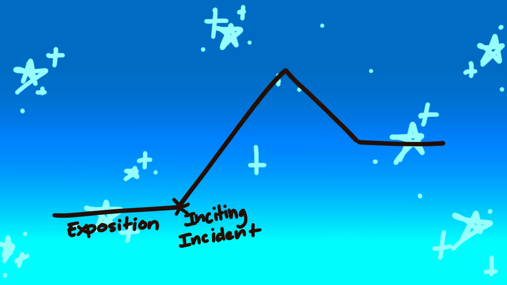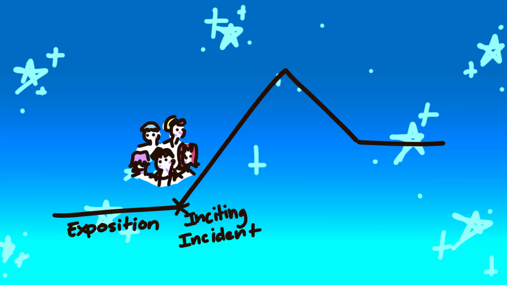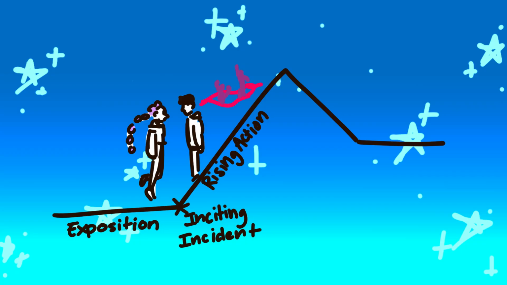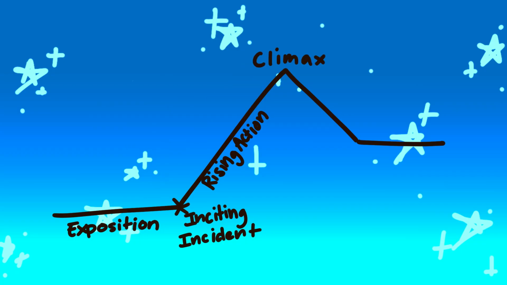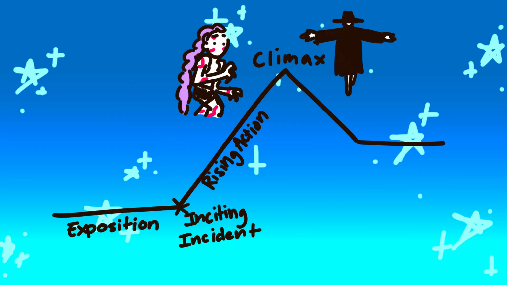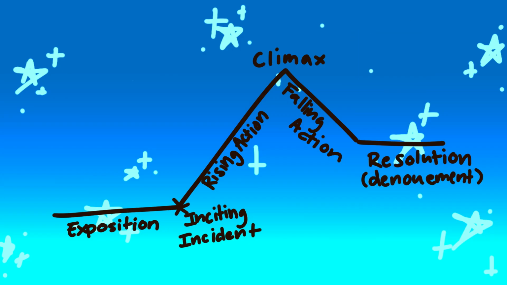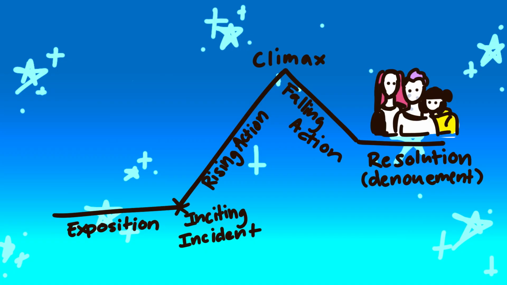The inciting incident, the event that sets the plot in motion. The rising action, the meat and potatoes of the story that builds to the climax. The climax, the most dramatic point of the story. The falling action, which ties up loose plot threads, and the resolution or denouement, where the story ends.